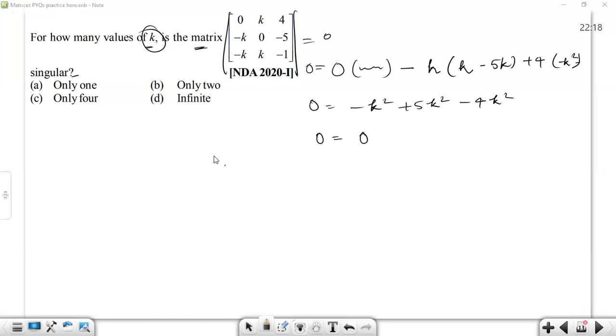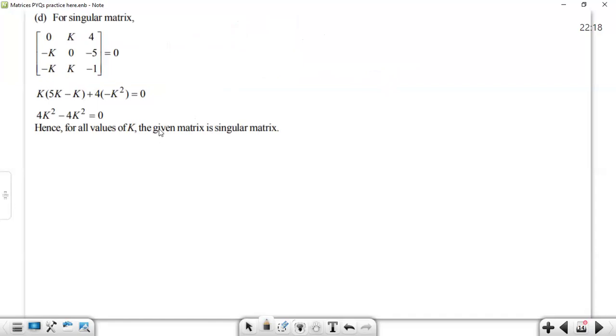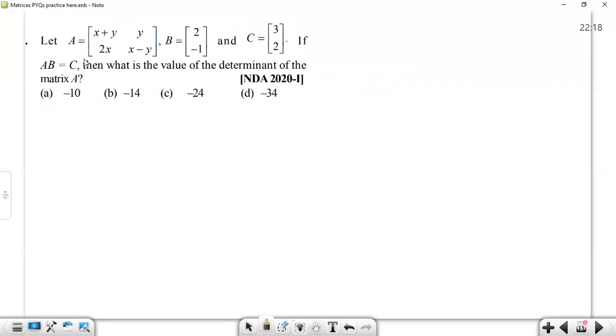Extremely sorry. Yeah, so we can put any value of K. So the domain of K is real numbers. So D should be our answer. Any doubts, anyone? No, sir. Okay, great. So look at the question. Let's look at the solution. They have done the same. Hence, for all values of K, the given matrix is a singular matrix.